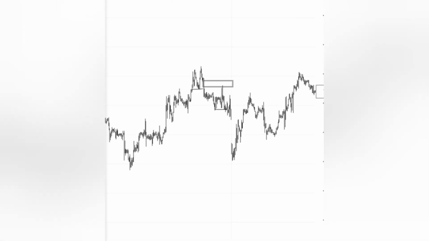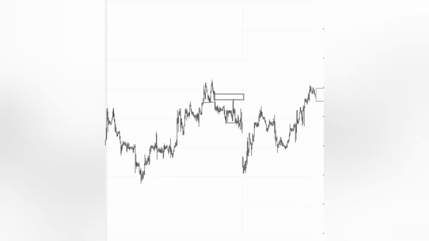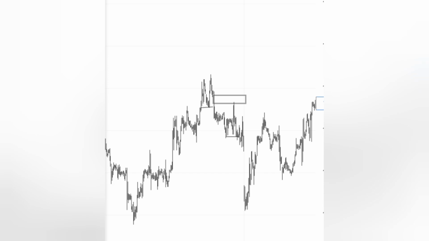Okay, so now with these two strategies, smart money concept strategy or SMC strategy, and supply and demand strategy, you can swing your trades perfectly. Okay.